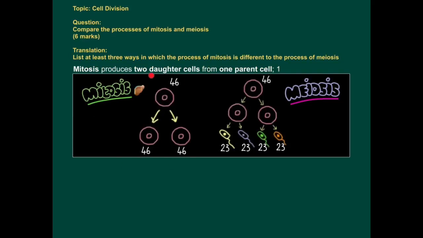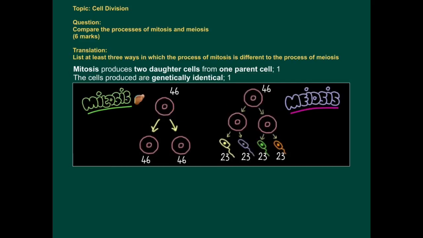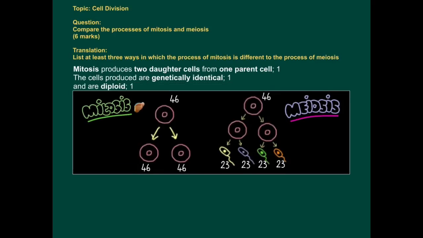Mitosis produces 2 daughter cells from one parent cell. Here's the parent cell, here are the 2 daughter cells. The cells produced by the parent cell, the 2 daughter cells, are genetically identical. They are clones, they are copies. And they are diploid. What that means is they contain exactly the same number of chromosomes as the parent cell from which they were created. In humans, diploid means having 46 chromosomes, 23 from your mother, 23 from your father.